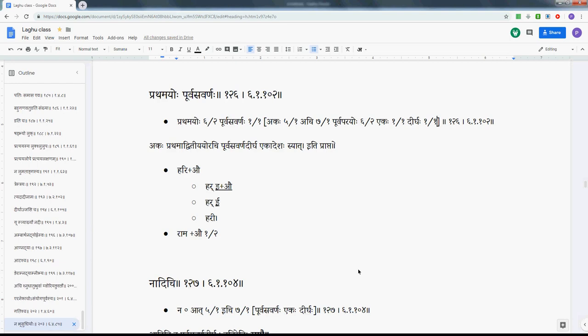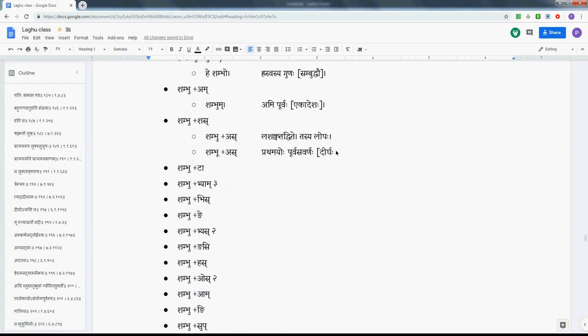Here, Prathamayoho Purva Savarna Dirgha Ekadesha. Thereby, what I have written is wrong. So a will go away, and you will get Shambhus.